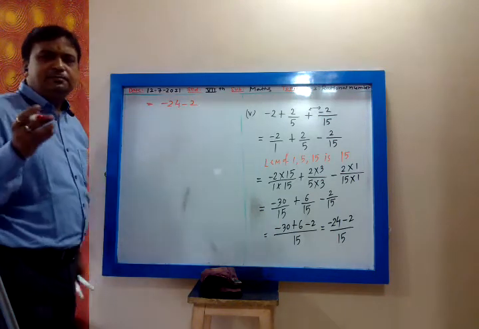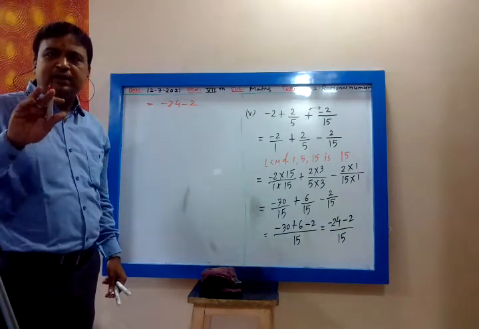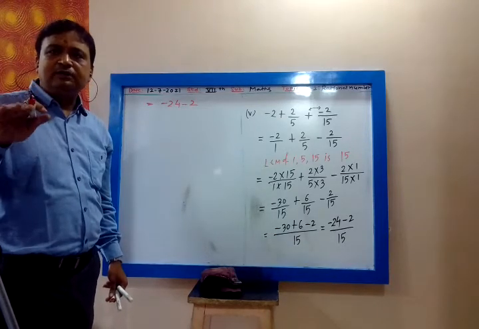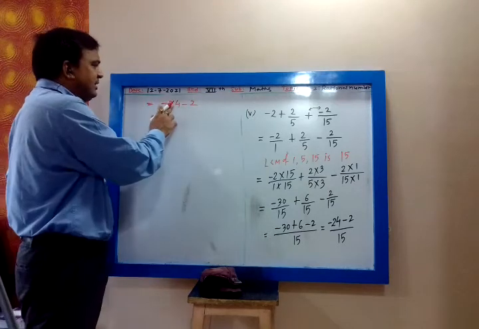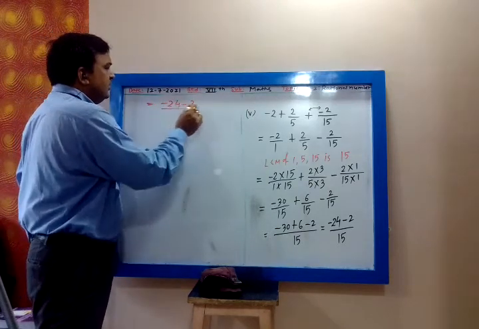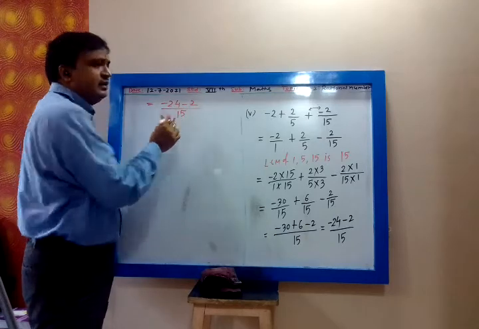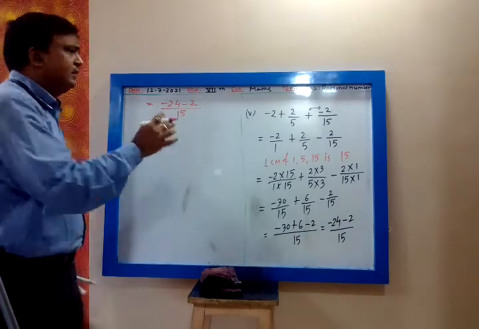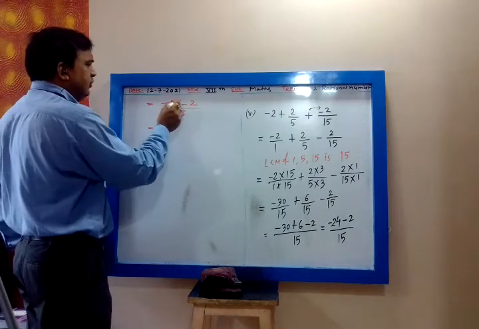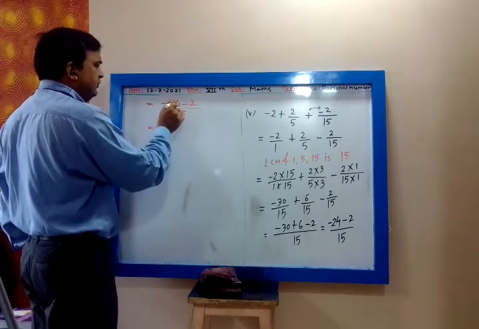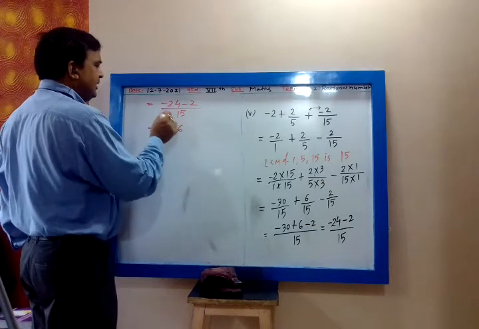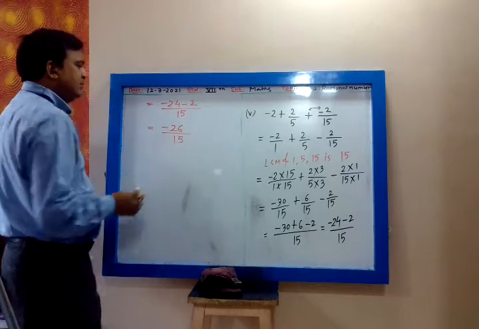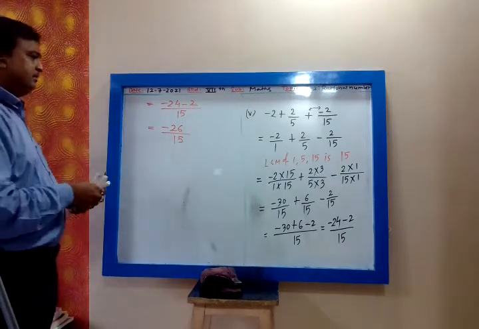Minus minus is not plus here. Minus minus, you have to add the numbers and take the common sign. Minus minus will be plus in multiplication. Is there any multiplication sign between them? No. So whenever they have the same sign, you have to add the numbers and take the common sign. So 24 plus 2, 26. Then minus minus common sign, minus 26 upon 15.